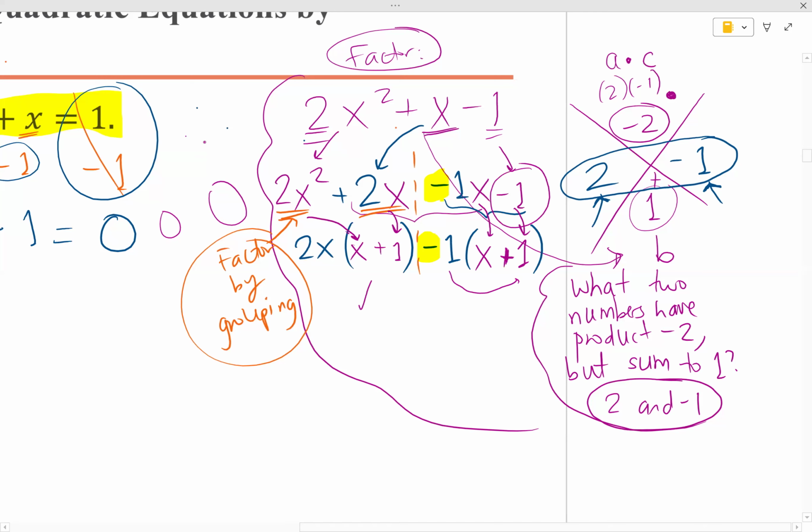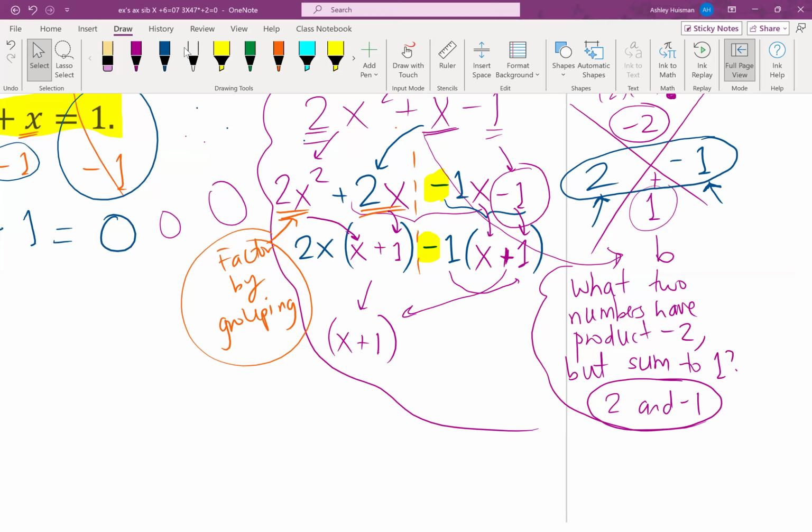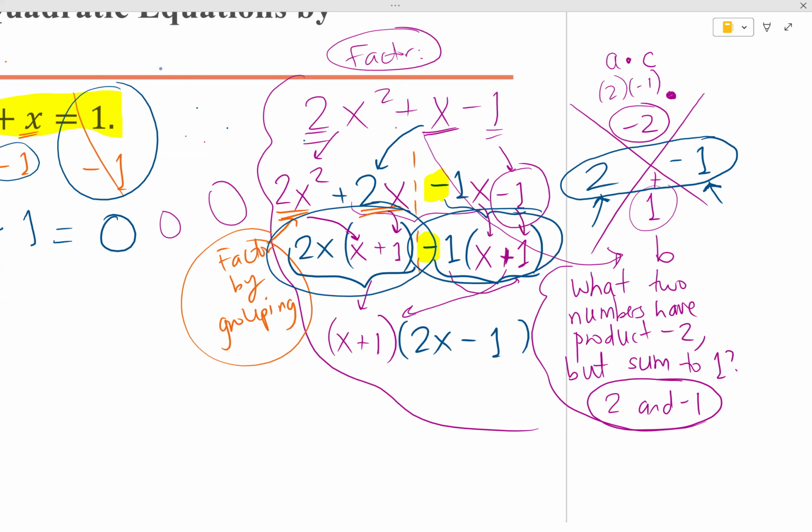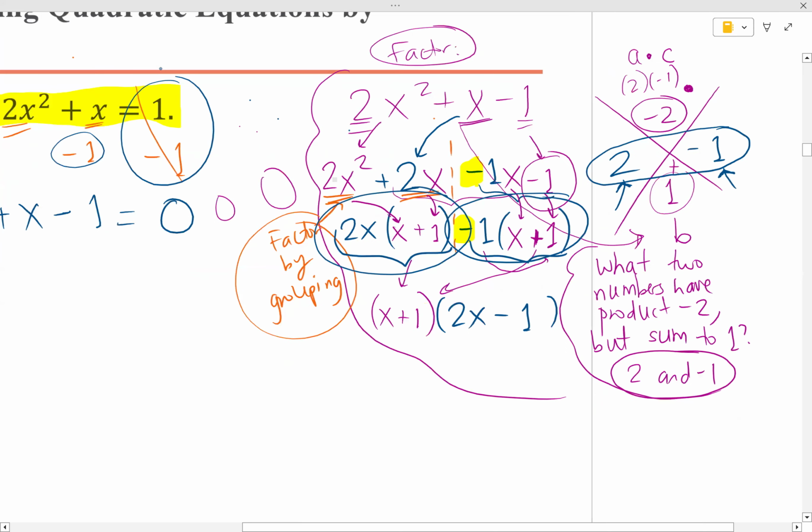That means I think I'm doing something right here, because I've got x plus 1 is the same between them. I can factor that out of both of these big terms. Again, you're thinking of this as one big term, and this is one big term. If I take this one's x plus 1 away, 2x is left. And if I take this one's x plus 1 away, negative 1 is left. So we've gone off to the side and factored it.